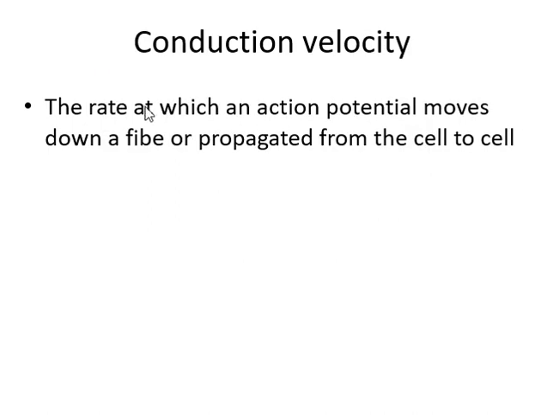And the next one is conduction velocity, the rate at which an action potential moves down a fiber or is propagated from cell to cell. Conduction velocity is dependent on the internode distance, with the maximum centered around the value observed in normal peripheral fibers.